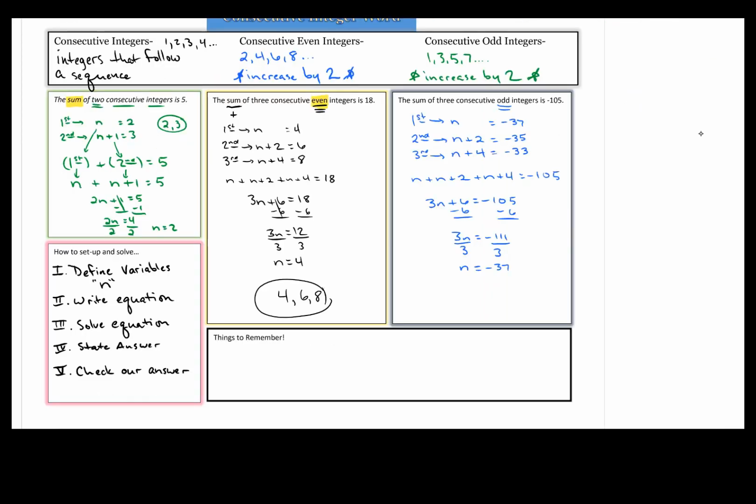So a couple of important things to remember. Even integers and odd integers increase by 2 each time. And that's consecutive, even and odd. We probably should point that out. So consecutive, even and odd increase by 2 each time. And a lot of times you'll see the word sum. Just remember that means to add. And always plug back in and check your answer.